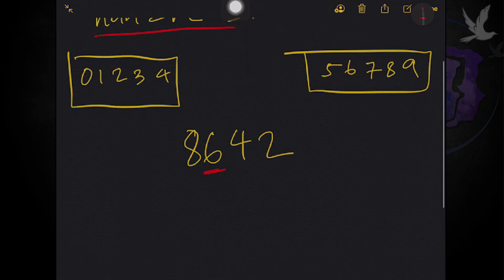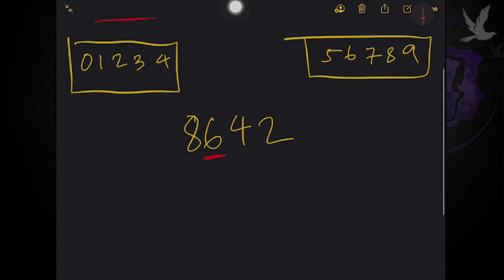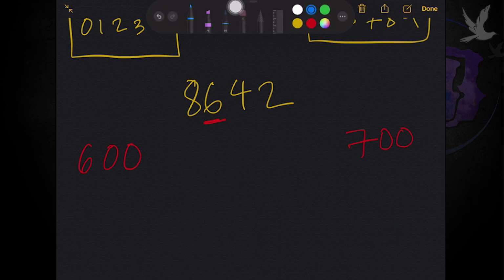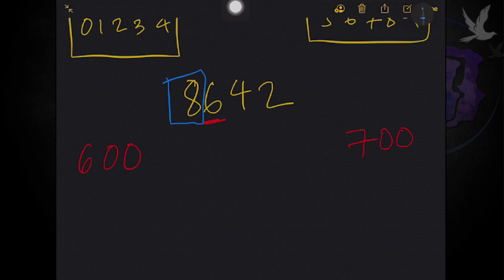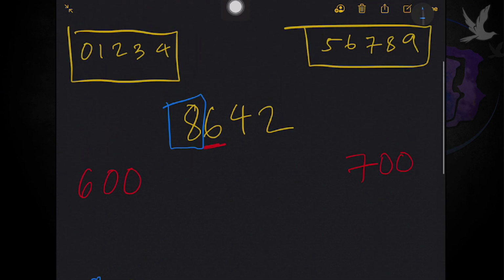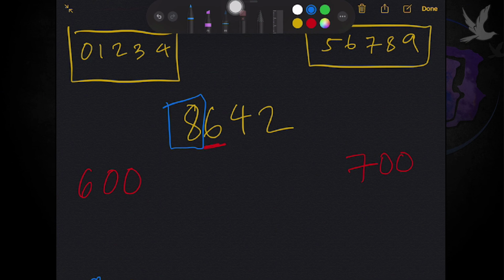So, what is the value of 6? We know that the value of 6 here is 600, and the hundreds value after 600 is 700. But please take note that we are going to set this value aside first, which is equivalent to 8,000. We'll just leave it there. Don't forget about that, because if you forget about that, you'll not be able to get the answer correctly.